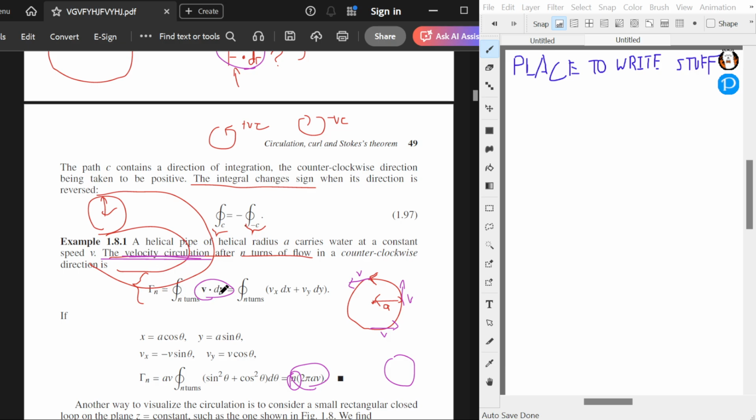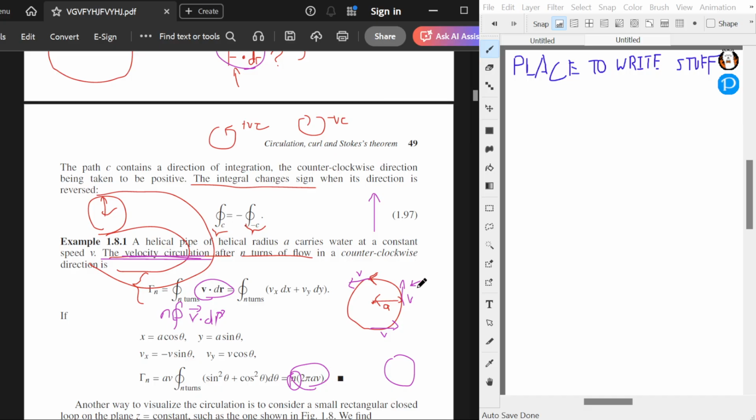Okay, n turns. So why not just say n, and then boom, for one loop, via dr? Is that a good thing to say? I think it is. I feel so. Vx dx plus Vy dy. Why are we ignoring z? So the pipe. Okay. Hmm.